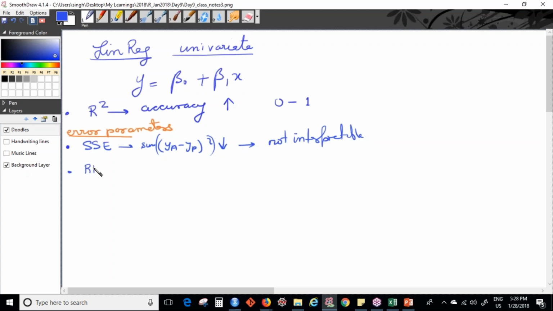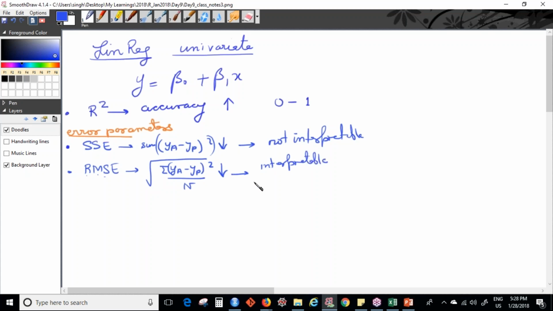Next we saw is root mean squared error, which, as the name suggests, is error, square, mean, root. Take the mean and then take the root. This is your root mean squared error. This is good. This is interpretable. This also, lower the better.